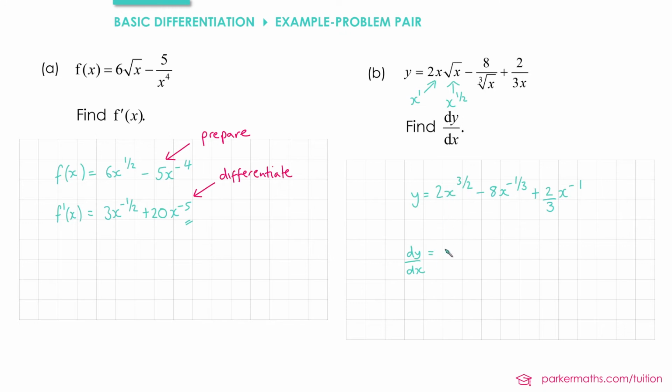Multiplying 2 by 3 over 2 gives us 3, and then subtracting 1 from the power gives us x to the power of 1/2. For the second term, it's negative to start off with, but we're going to multiply by negative 1/3. That gives us positive 8/3. Subtracting 1 from the power gives us x to the negative 4/3. For the third term, multiplied by the power gives us negative 2/3, and then subtracting 1 from the power gives x to the negative 2.